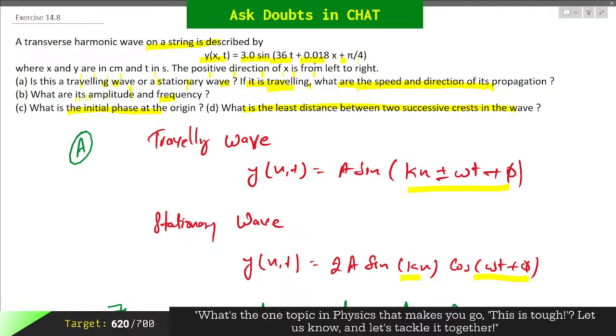The least distance, that is the wavelength, we can calculate with the coefficient of x. k here represents the wave number, that is 2π by λ, and when we equate 2π by λ to 0.018, we will get the value of λ, that is the wavelength. So it can be calculated from here.